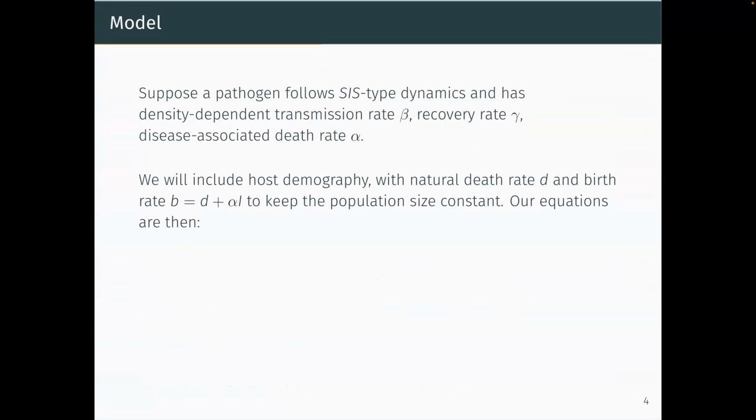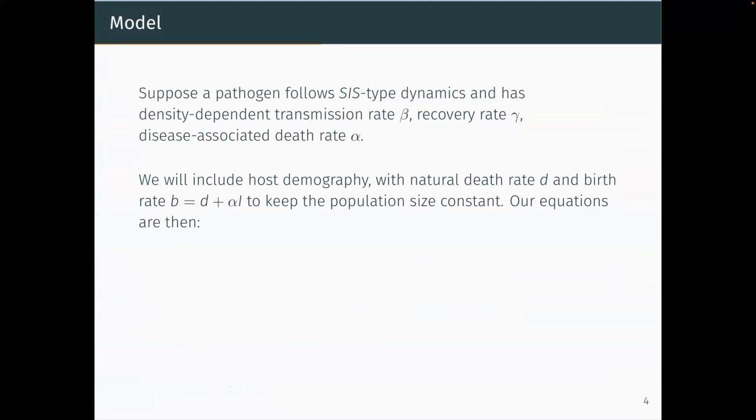So what model are we going to be looking at today? Well, let's think about a pathogen that follows SIS type dynamics. So individuals are susceptible, they become infected, and then they recover, but then they become susceptible again. So there's no lasting immunity. That makes things a little bit simpler because we don't have to deal with a long-term immune class.